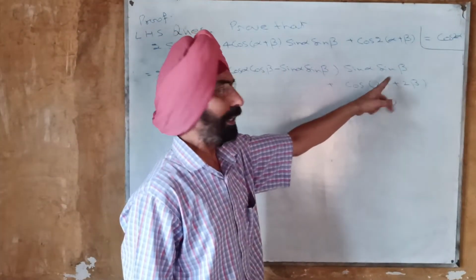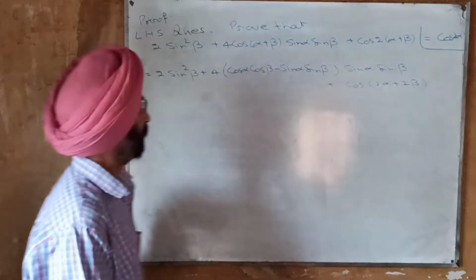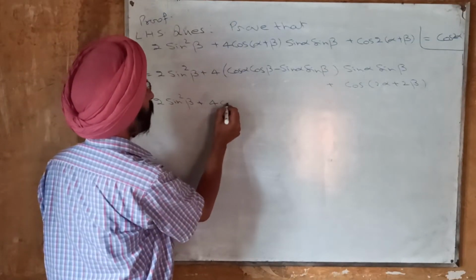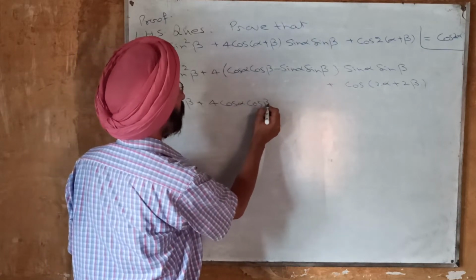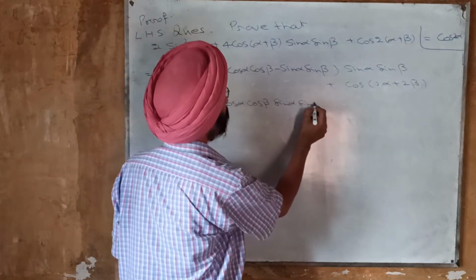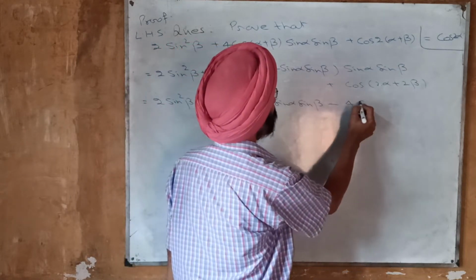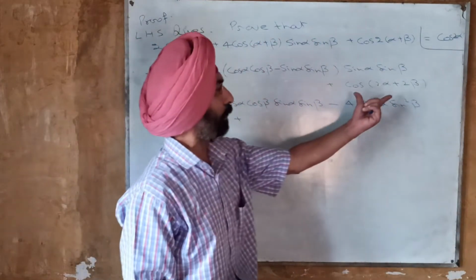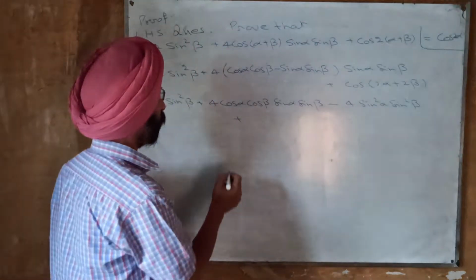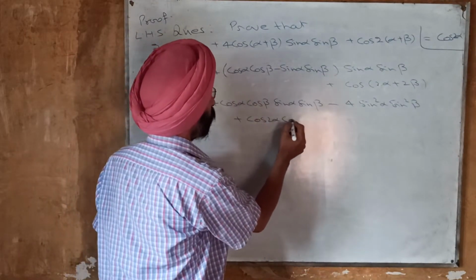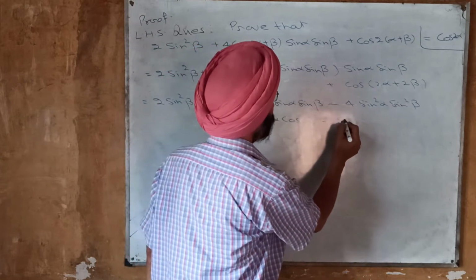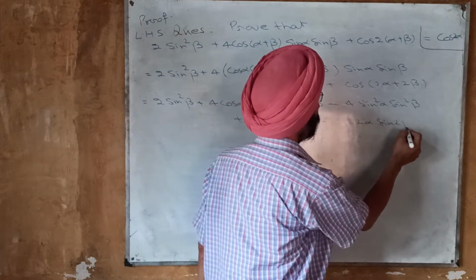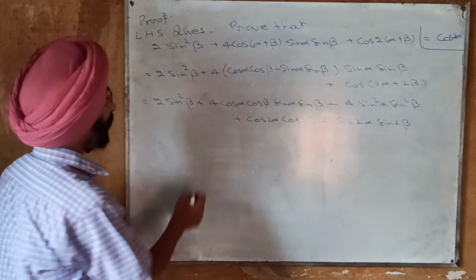Open this bracket and apply the formula for cos x plus y here. So in the next step you will get 2 sin square beta plus, open the bracket, this is 4 cos alpha cos beta sin alpha sin beta minus 4 sin square alpha sin square beta and plus, now I am going to apply the formula for cos x plus y here, cos 2 alpha cos 2 beta minus sin 2 alpha sin 2 beta.